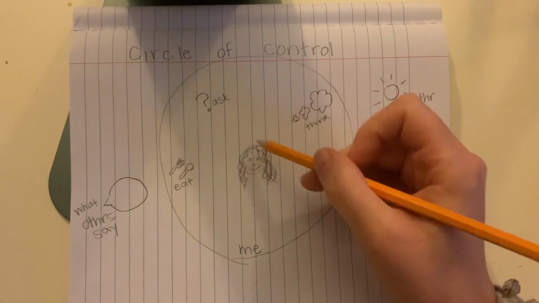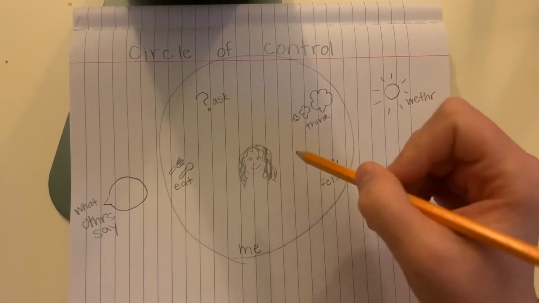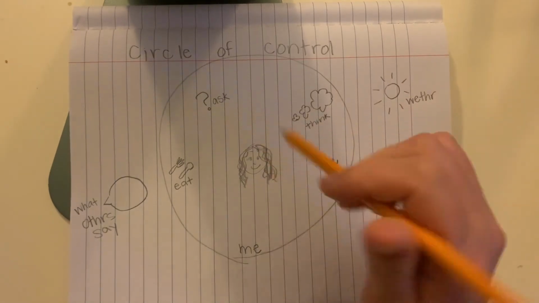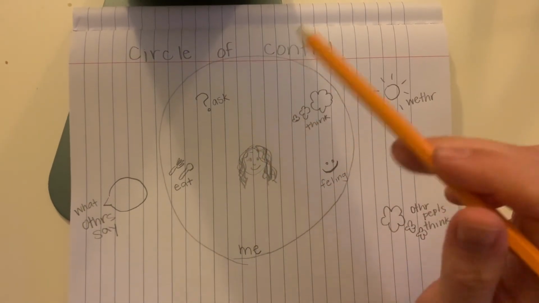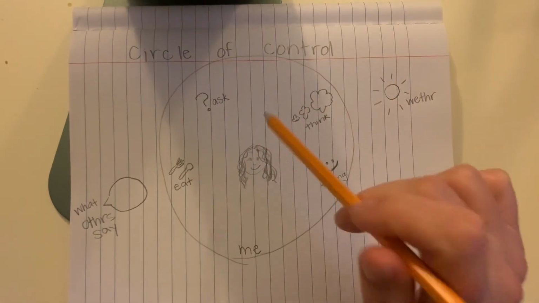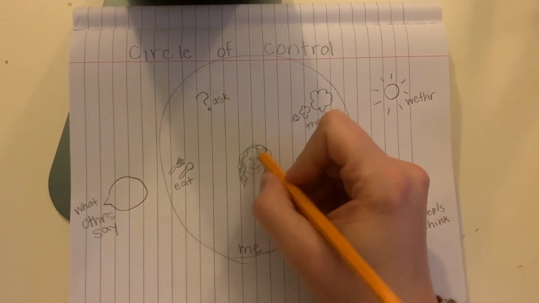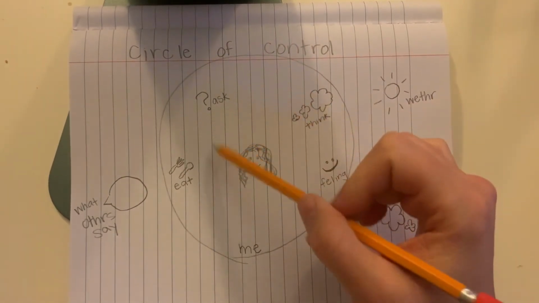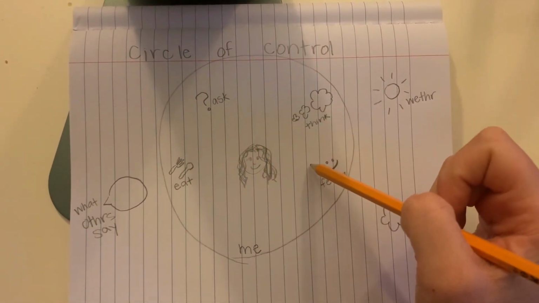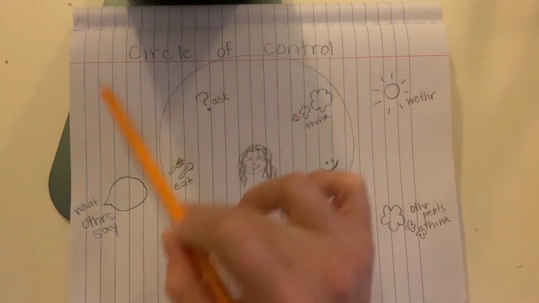This is not where your sister goes. This is not where your cat goes. You can't control whether your cat sleeps or is awake. You can't control whether your sister does her homework or not. You can only control you. So maybe draw yourself right there in the middle. Add some things that you can control in the middle and some things that you cannot control on the outside.